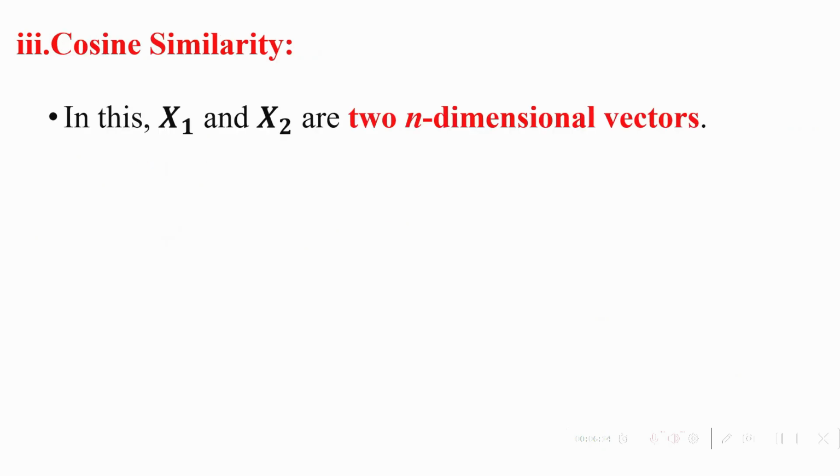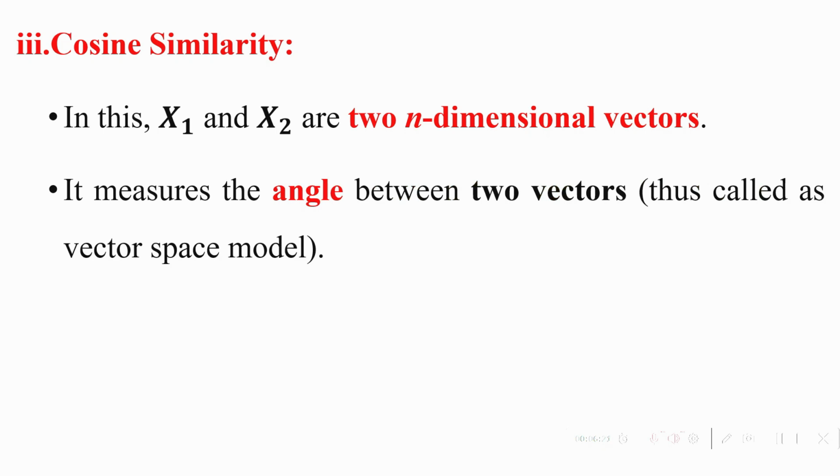And then cosine similarity. In this, x1 and x2 are two n-dimensional vectors, and it measures the angle between the two vectors. So this is also called a vector space model. So there are three different measures to find out the similarity between two attributes. Now we will see the Minkowski distance in detail.